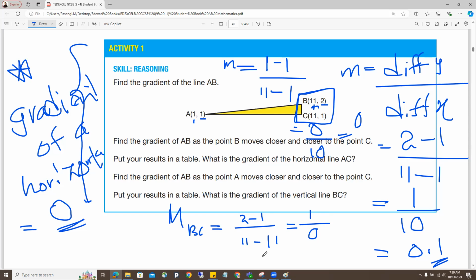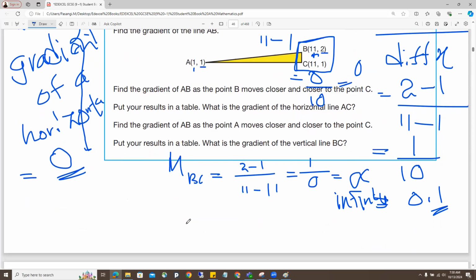It's not 0 again. It's infinity. If we divide by 0, we say it is closest to infinity. That means actually we call it infinity, which is not defined. If we calculate 1 over 0 on the calculator, what does it give?